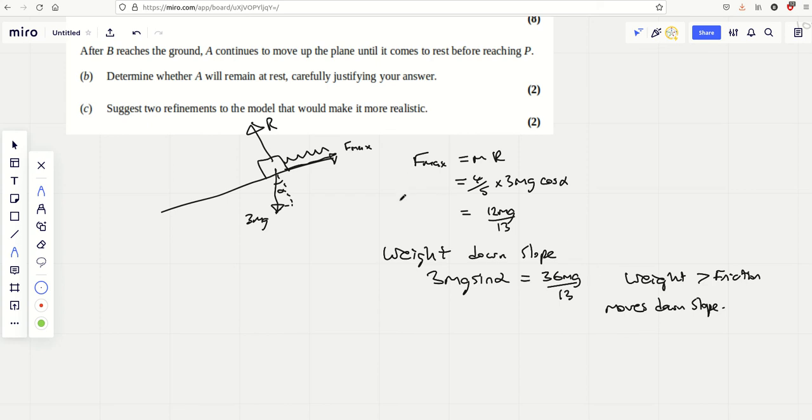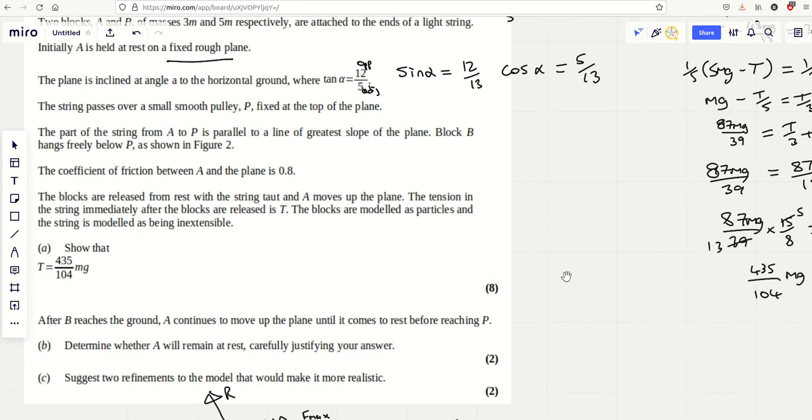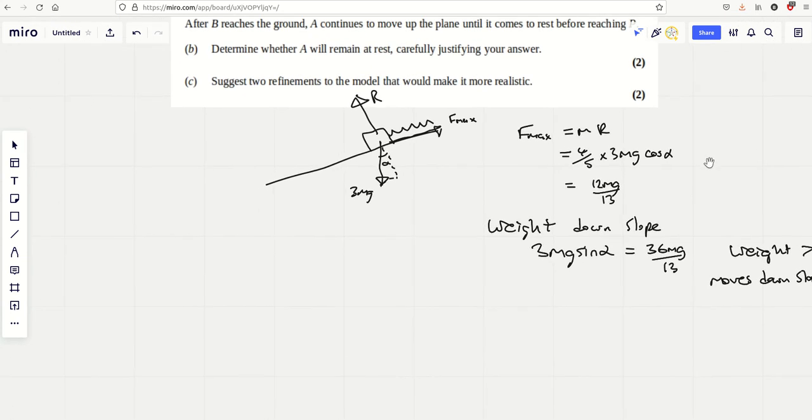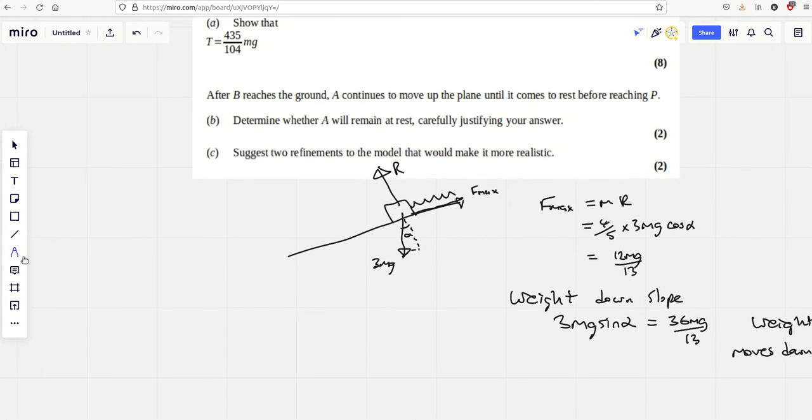Okay, I hope that was not too bad. I hope that was okay. But yeah, we just got to compare it to the weight, 3 mg sine alpha. So yeah, cool. Yeah, 3 mg. I just wanted to check sine alpha was definitely 12/13. So I think they got that wrong in the mark scheme looking at that. Unless I'm going crazy, it looks like they got it wrong in the mark scheme. They did make a mistake earlier in the mark scheme, I noticed as well. It's like, oh, they messed it up.